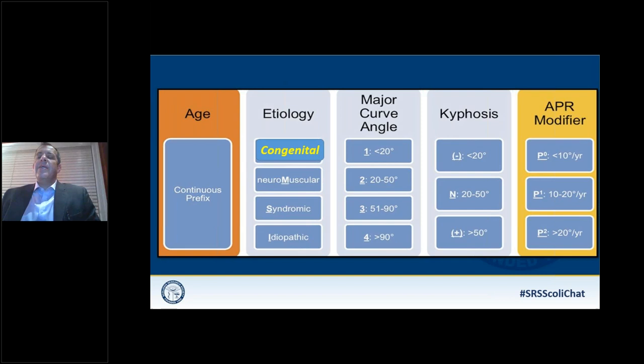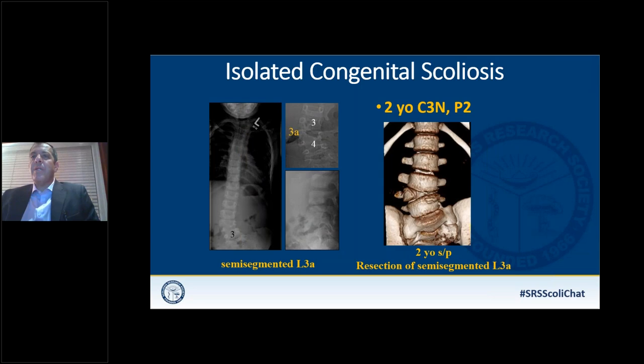Turning to congenital scoliosis, we'll talk a little bit about natural history. Again, even within the congenital scoliosis population, this is a bit of a heterogeneous group of kids. Many of these kids have significant comorbidities.